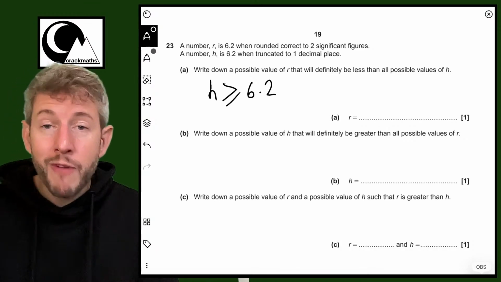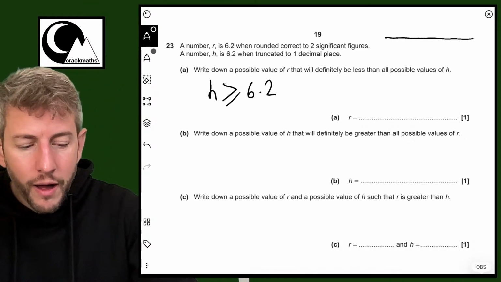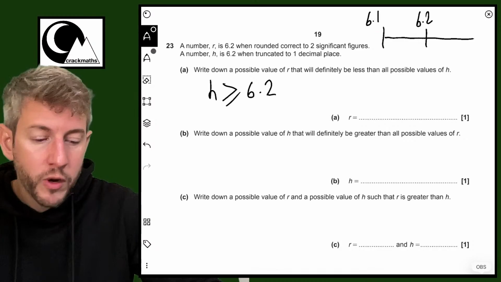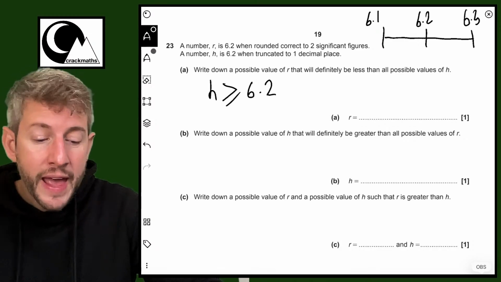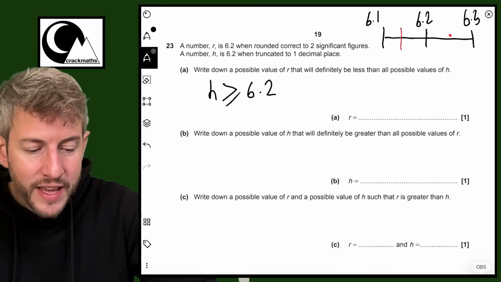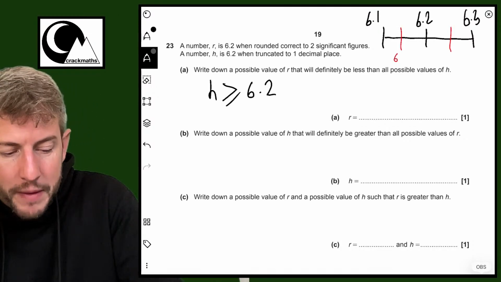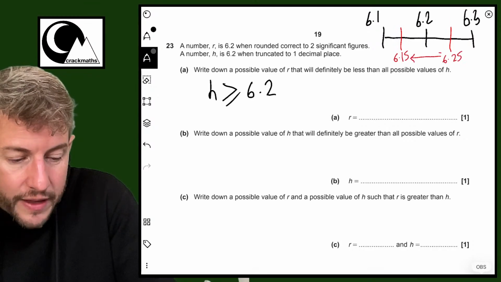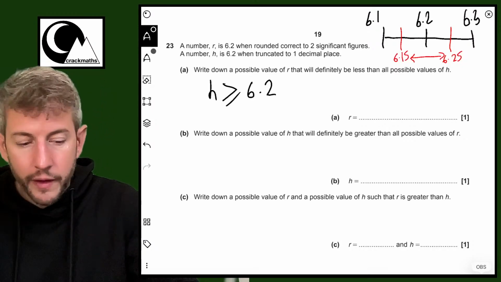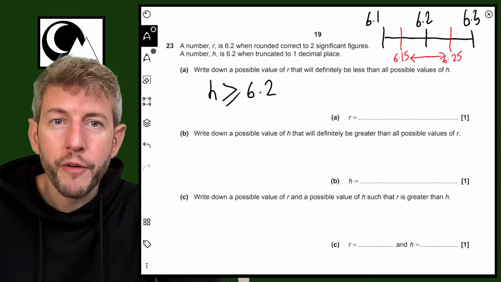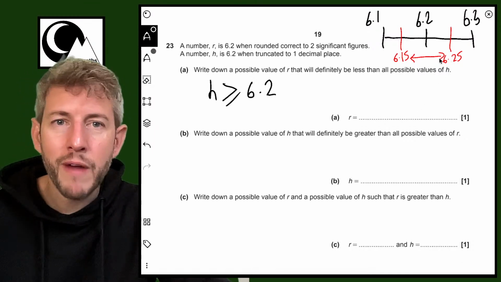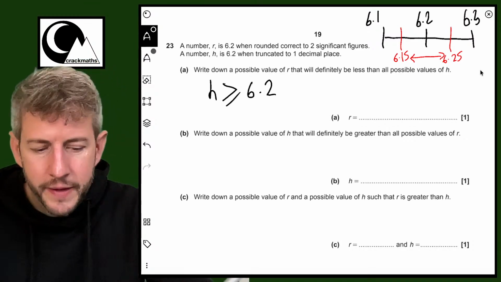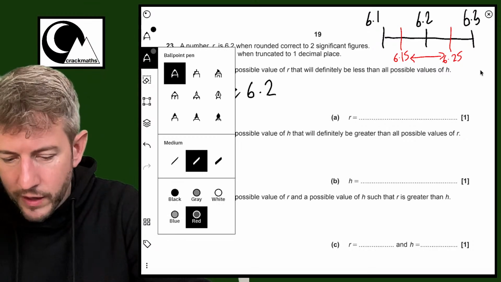But r has been rounded to 2 significant figures. So if we think about r being 6.2, well, r could have gone to 6.1 or it could have gone to 6.3 in a different world because it has an error interval. So it has the midpoints here. So all of the numbers between 6.15 and 6.25, when rounded to 2 significant figures, go to 6.2. So there are going to be all the values here on this side.